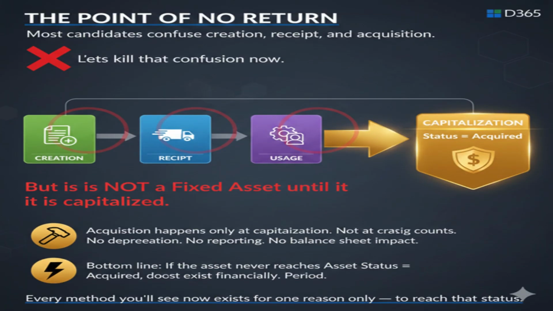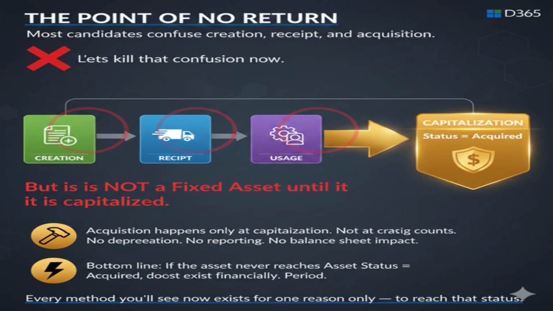Core concept: the point of no return. Most candidates confuse creation, receipt, and acquisition. Let's kill that confusion now. In Dynamics 365, owning an asset isn't physical, it's financial. You can receive the item, you can even use it, but it is not a fixed asset until it is capitalized. Remember this clearly. Acquisition happens only at capitalization, not at creation, not at receipt.